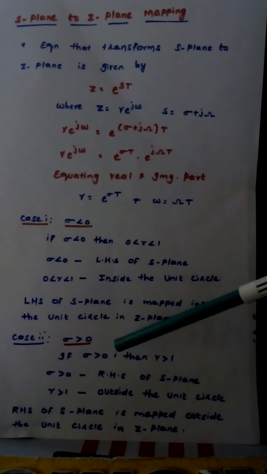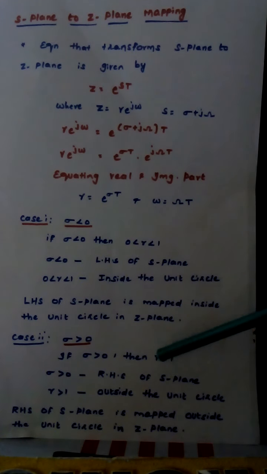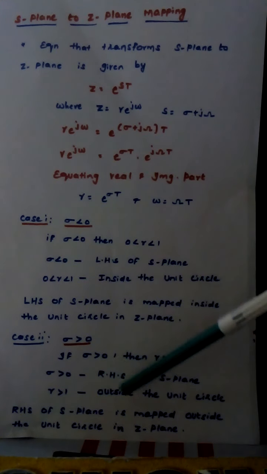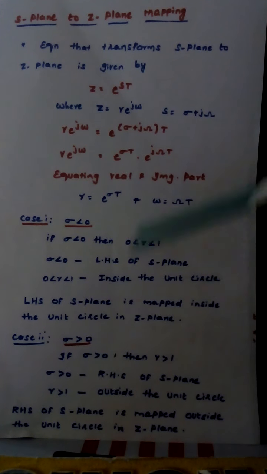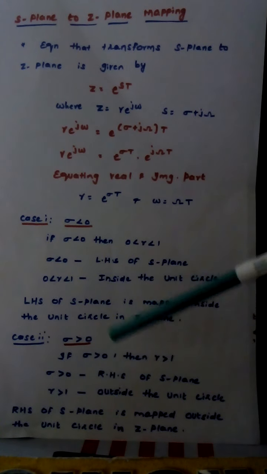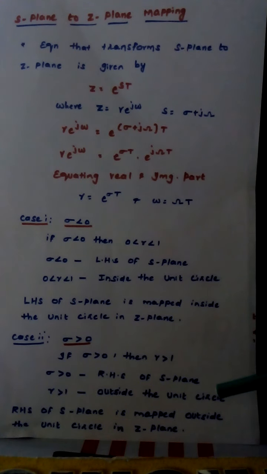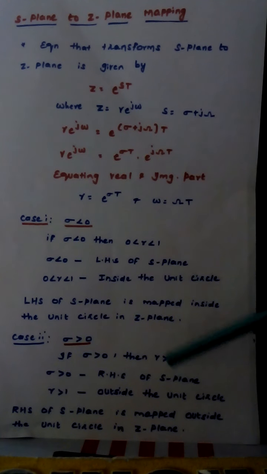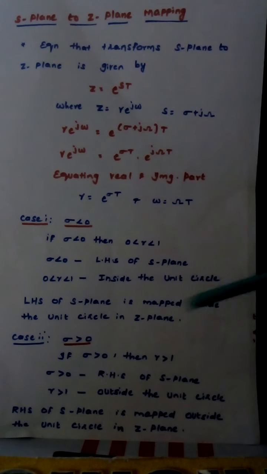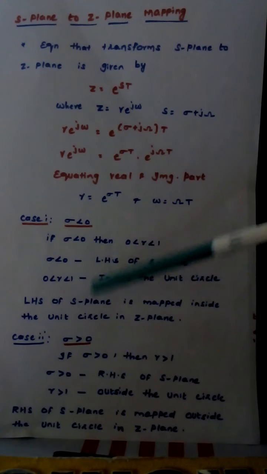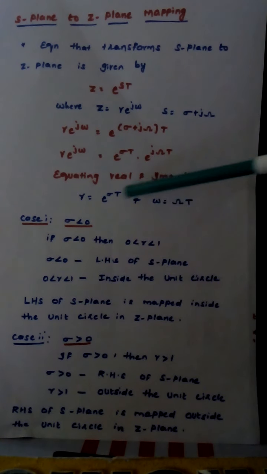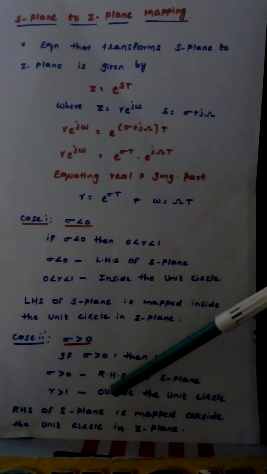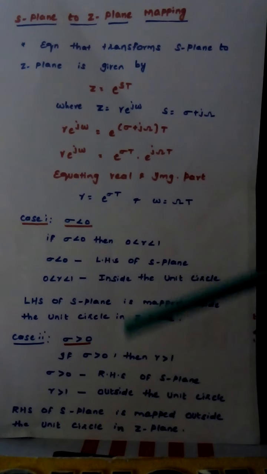When sigma is greater than 0, in the Z plane R is greater than 1. Sigma greater than 0 means all the poles lie on the right hand side of the S plane, and R greater than 1 means all the poles lie outside the unit circle. So the right hand side of the S plane is mapped outside the unit circle in the Z plane. That is the second condition. If the poles lie inside the unit circle, the system is stable, and if all the poles lie outside the unit circle, it is an unstable system.